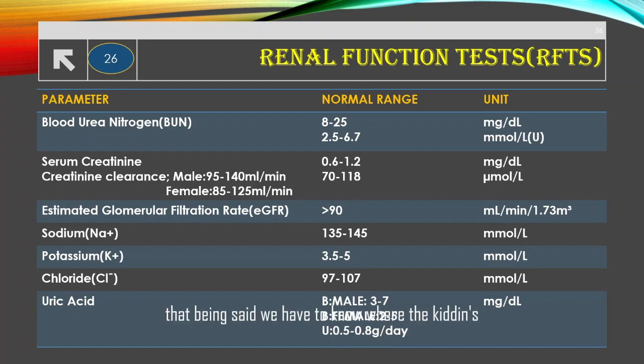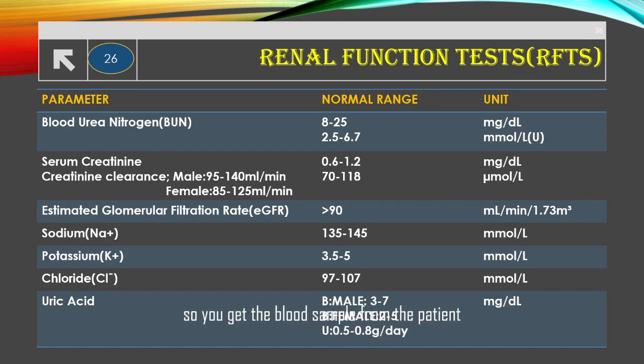That being said, we have to know whether the kidneys are excreting things or not, and how do we know that? We order some tests which we call renal or kidney function tests, KFTs or RFTs. For these, usually we start with what is called the blood urea nitrogen. This is just to help you identify the urea levels in the blood. That's what you need to know.